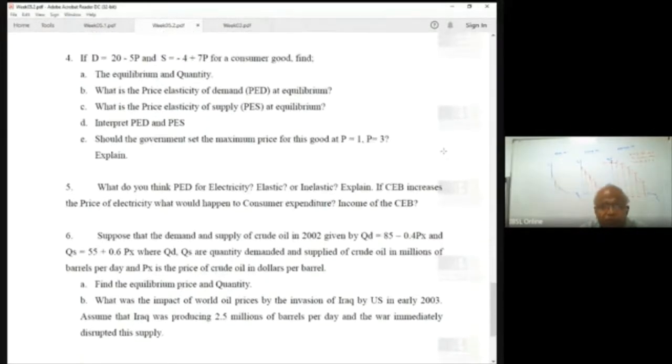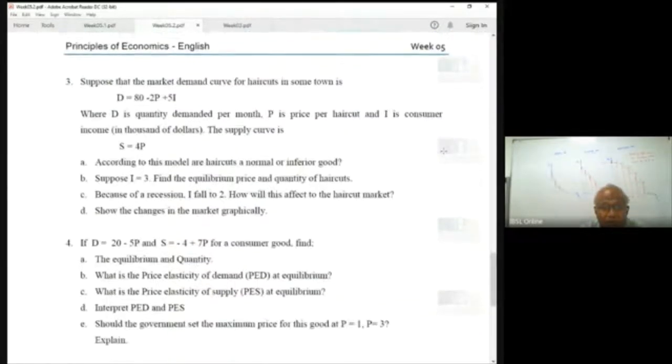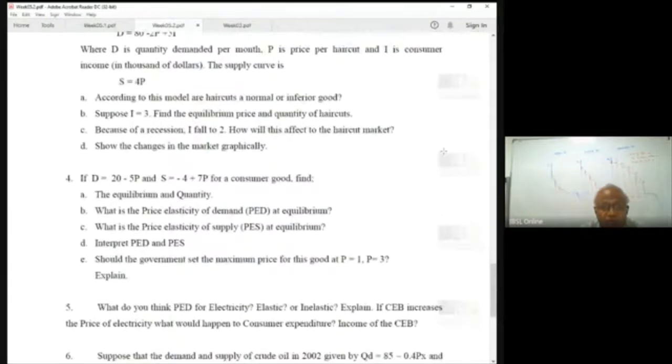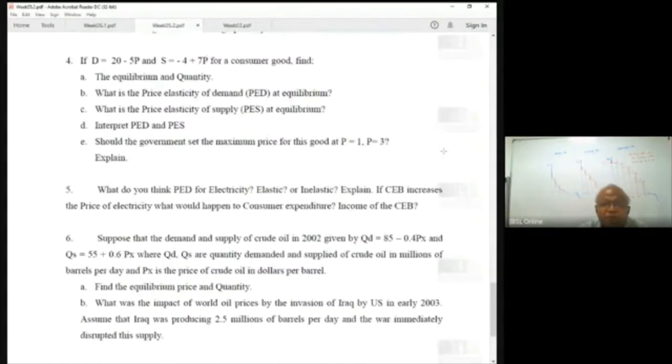Right, this question is done. Now I will go to question number 4. The demand curve is QD equals 20 minus 5P, and the supply curve is QS equals minus 4 plus 7P for a consumer good. Find the equilibrium quantity and price, the price elasticity of demand and of supply, and interpret them. Should the government put a maximum price? This is an important question. I didn't discuss it in my normal lecture.